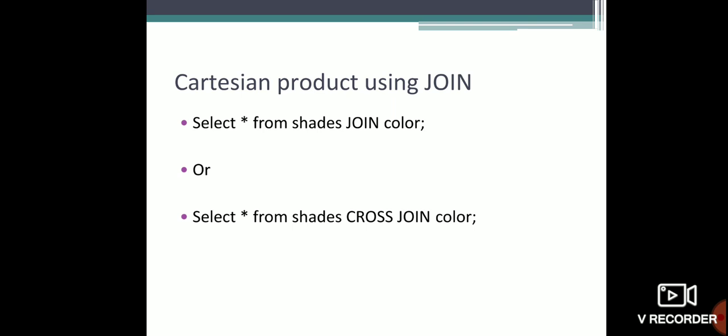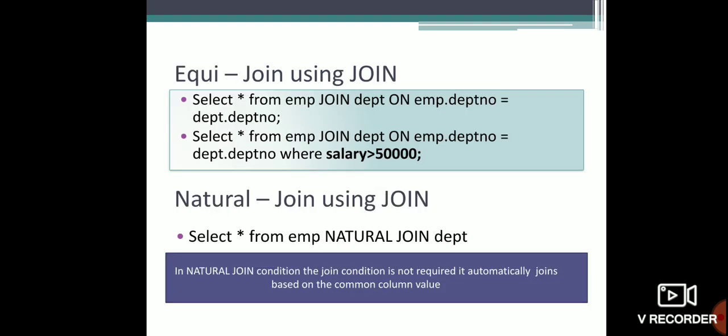So see, select asterisk from shades join color, this will join two tables. But like, see, select asterisk from shades cross join color, it will also join. Next, equijoin using join. Select asterisk from employee join department on employee.department number equals department.department number. These are all methods being used. That method is also applied, and this one is also applied. For natural join using join, if you want to use natural join, then you will write select asterisk from employee natural join department.